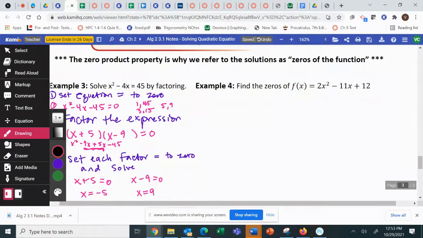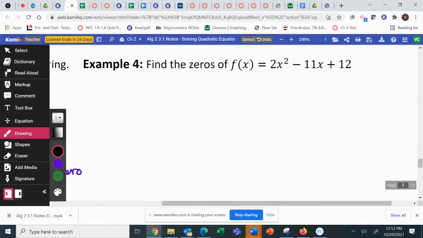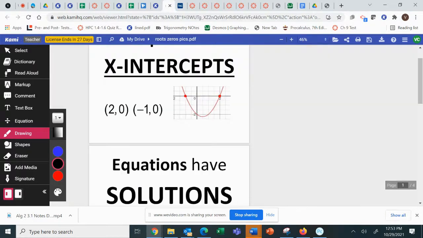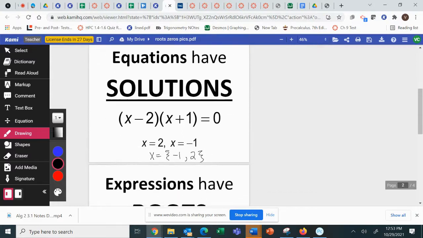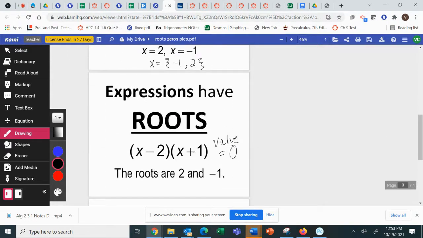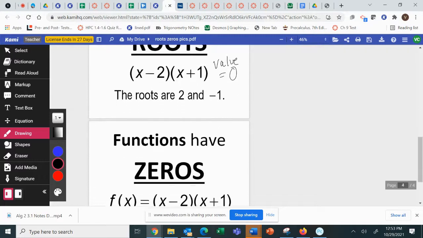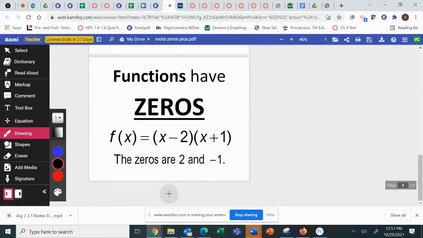All right, the second example up here says find the zeros. That was on that group of worksheets that I had in the notes yesterday too. We talked about intercepts. We talked about equations have solutions. We talked about expressions have roots. And then we talked about functions have zeros. So that's what we're doing now. There's a function that has zeros.